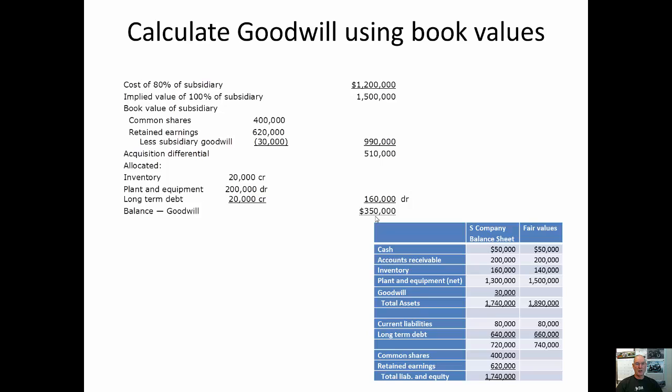So that's all we wanted to do in this example, is go through partial ownership, but we've also looked at goodwill. And now you should be able to calculate goodwill no matter what you see on your opening question and always get it right.